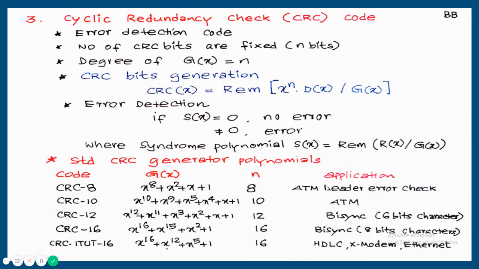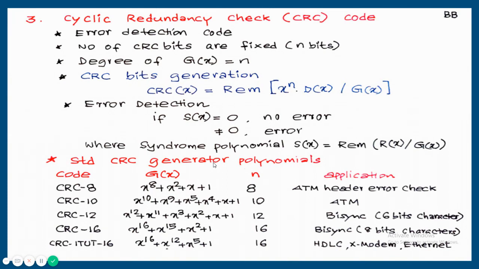ATM header error check. ATM stands for asynchronous transfer mode. That's a network, ATM network. In the ATM network, the packets are going to be generated and the packet is known as a cell, and each cell has a header, and within that header, if error is there, that can be detected using this CRC 8 bits.